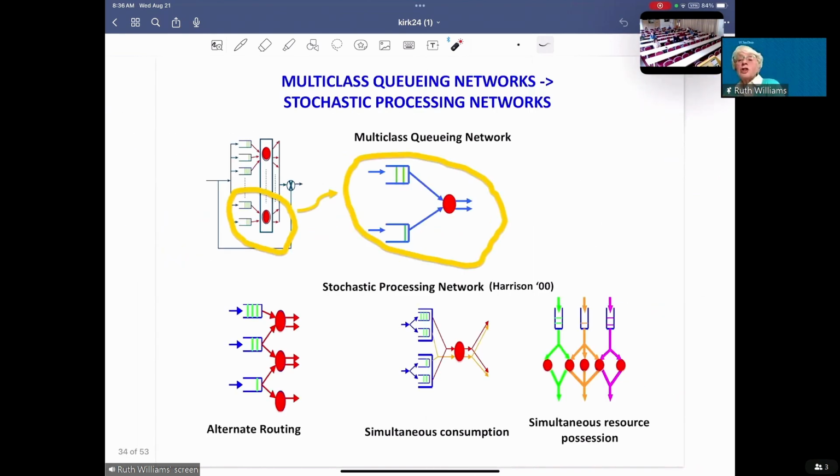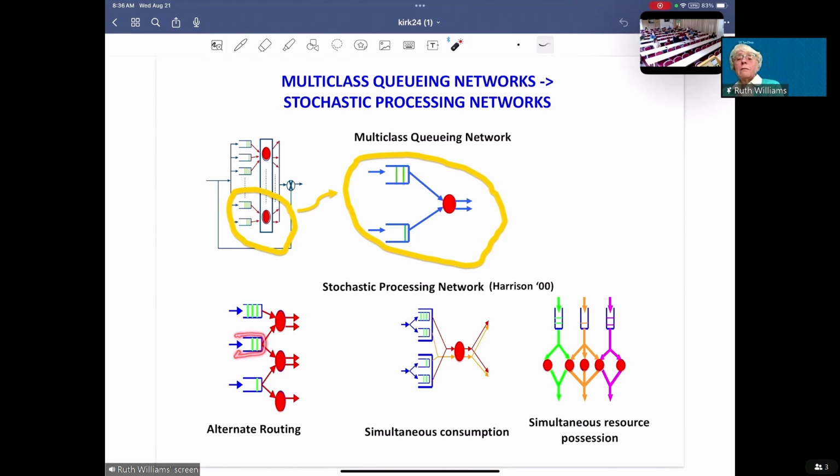Whereas in more general stochastic processing networks, as described in a beautiful paper of Michael Harrison, where he introduced this notion around 2000, you can generalize the connections between the buffers or queues and the processes in many ways, which correspond to interesting applications. So, for example, these are just examples. The structure is really quite general.